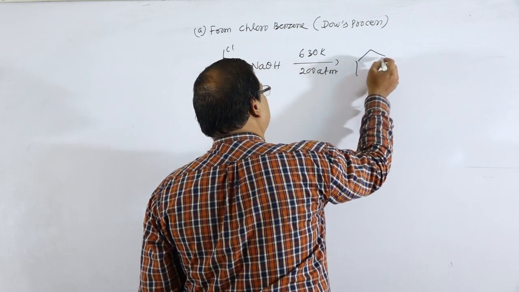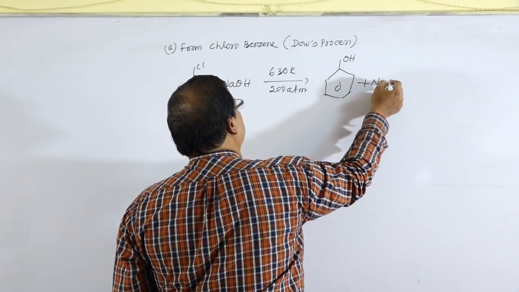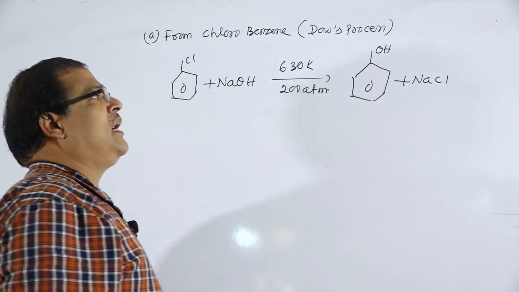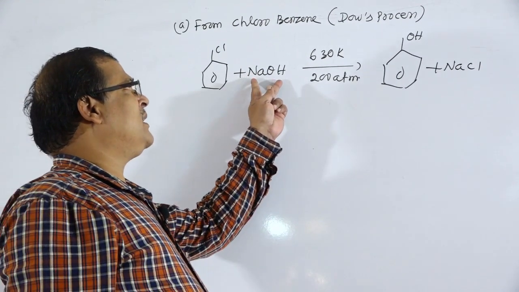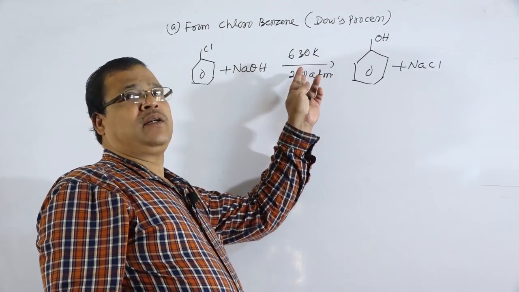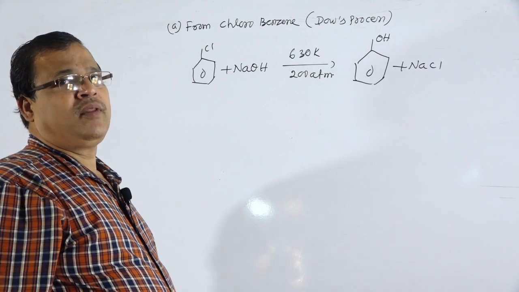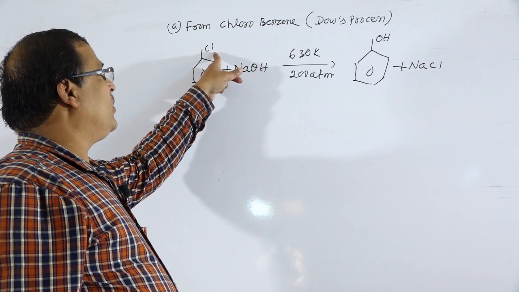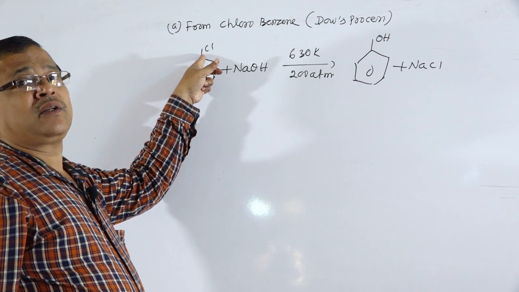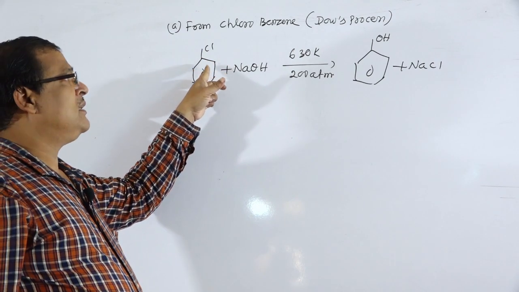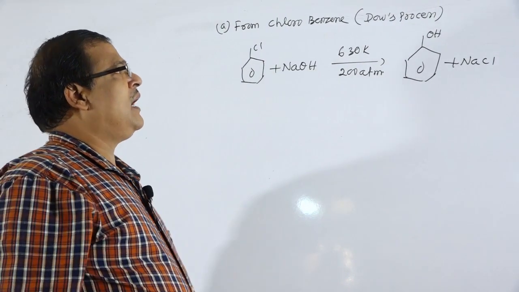There is the formation of phenol and NaCl. So chlorobenzene reacts with NaOH at 630 Kelvin and 200 atm pressure, and there is the formation of phenol. That is Dow's process. Chlorine atom normally does not react with NaOH because of the development of double bond character, sp2 hybridization, as already explained. So high temperature and high pressure are required for this reaction.